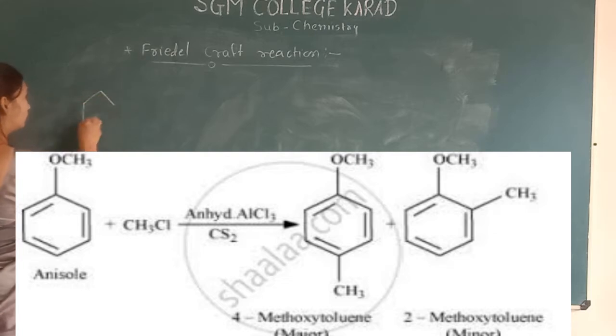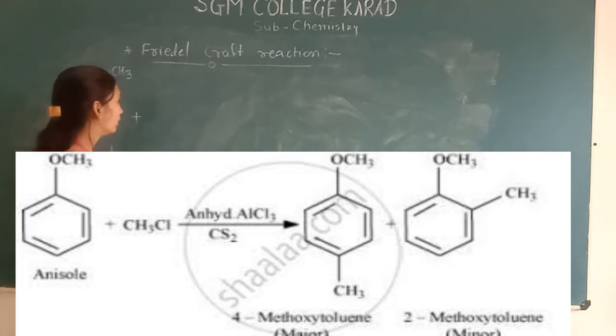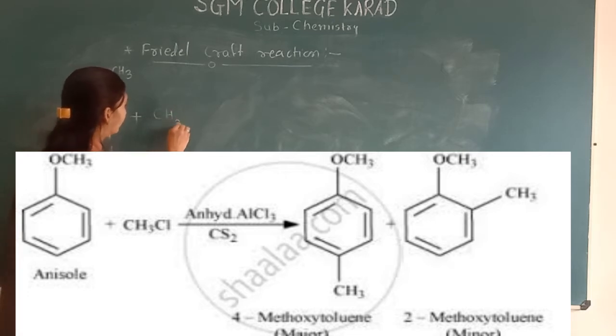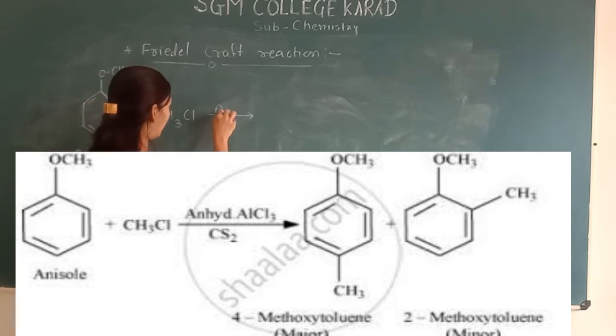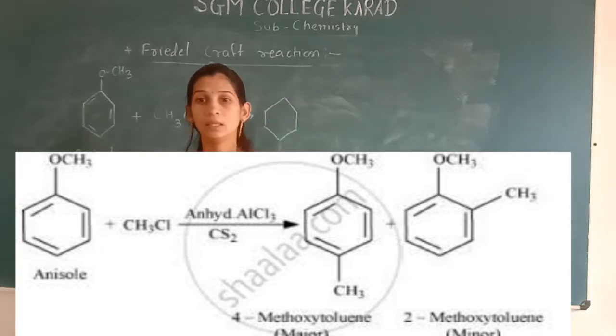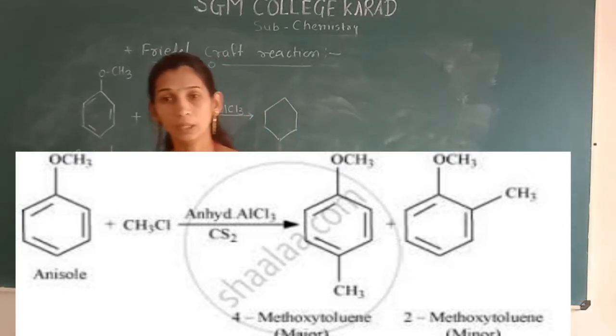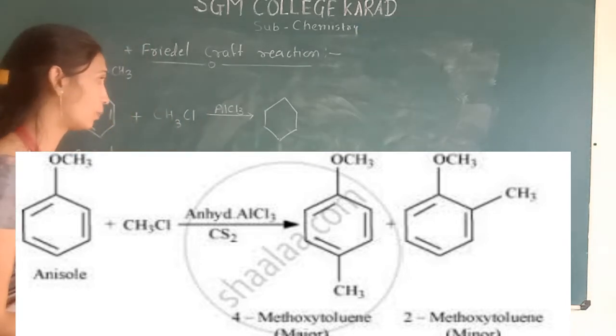Anisole reacts with first alkyl halide. We are taking the methyl chloride, in the presence of AlCl3. Now we are getting the methoxytoluene produced in this reaction. It's our major product.